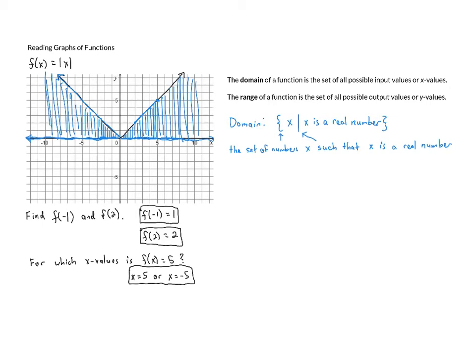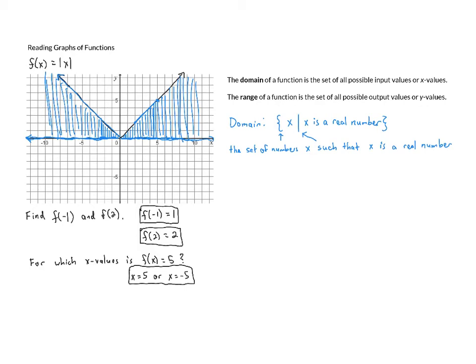So the domain isn't a single number. It's going to be a whole set of numbers. It's going to be a lot of them, infinitely many. And so we use this notation to talk about how we describe that set. And so this is the set of numbers X, and we're using X here because X represents the numbers in the input values, and that's what the domain is.